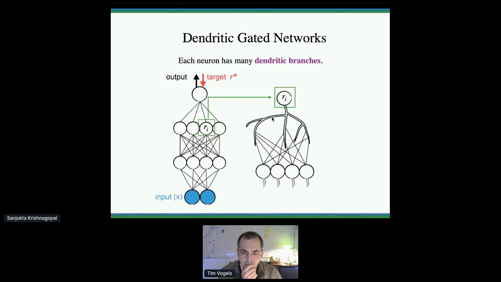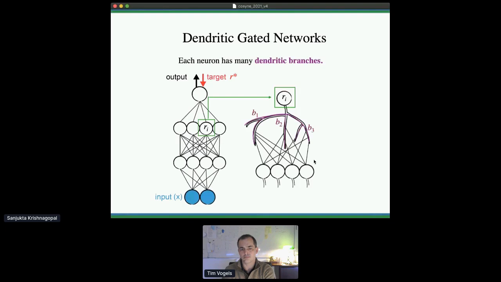And this is basically, so this figure on the left here is something everyone's familiar with. Dendritic gated networks has each neuron with several dendritic branches. These branches receive inputs from the previous layer, so all the weights from these layers synapse onto these branches. So here are 3 branches in this particular example.